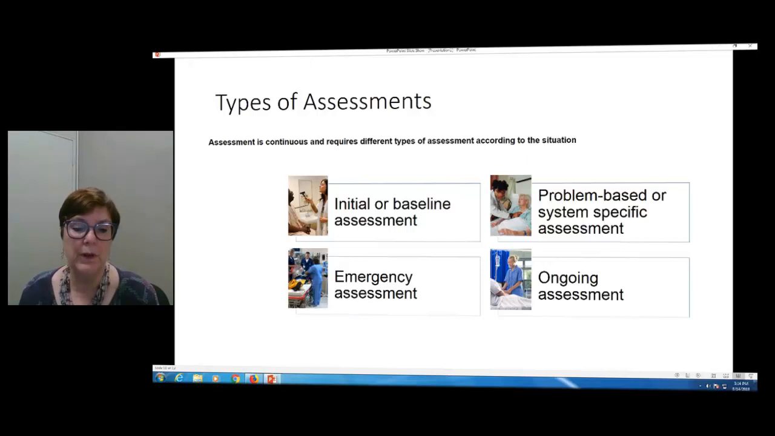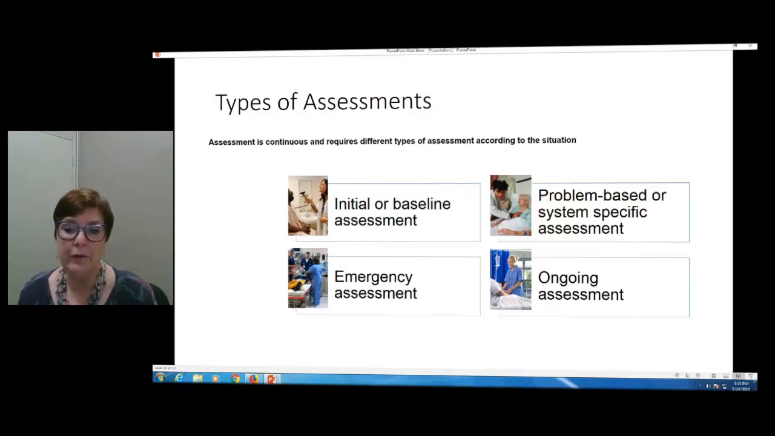Let's say someone is threatening to commit suicide. So, emergent is an assessment that is done in a crisis type of situation. An ongoing assessment is very similar to the problem-based or system-specific assessment. It can be ongoing minute to minute, or it could be ongoing month to month.